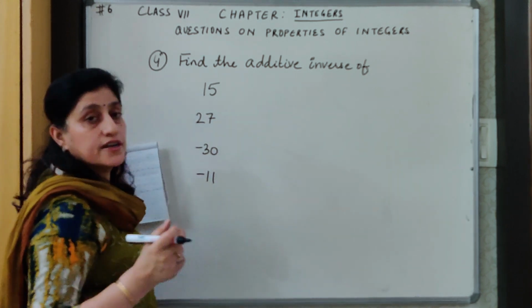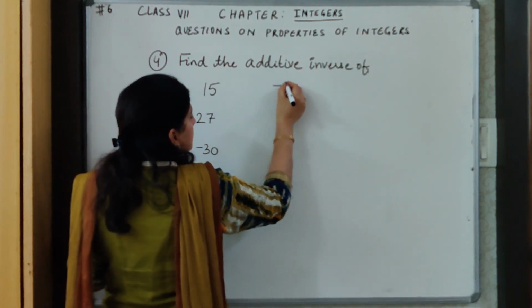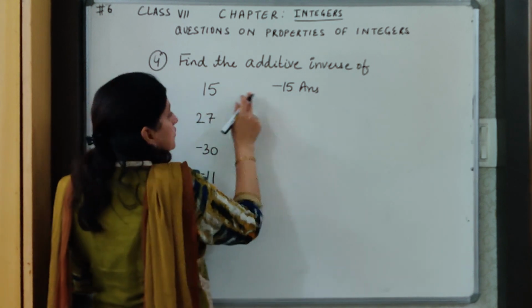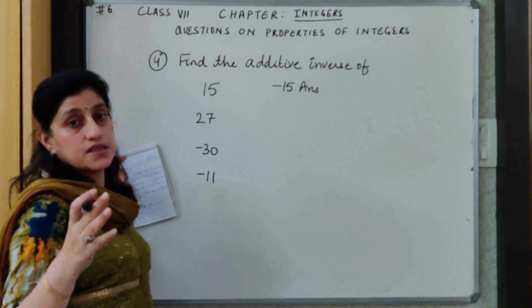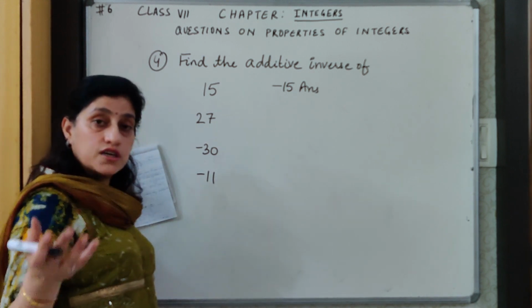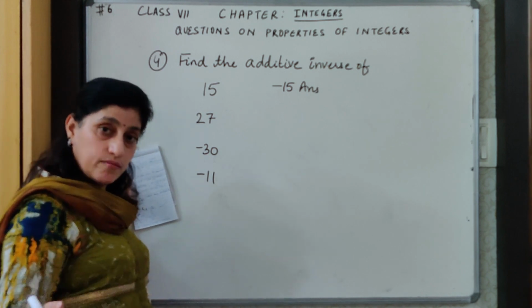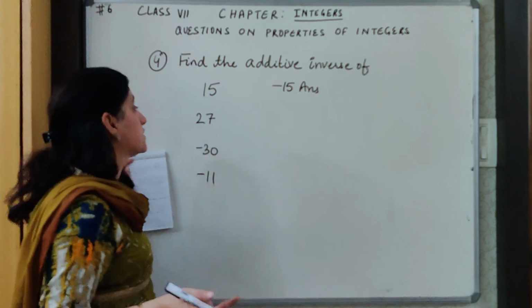So what should be added to 15 to give me 0? The additive inverse will be minus 15. If I add my 15 and minus 15, the result will be 0. So additive inverse is the opposite of the given number. If a number is plus, the additive inverse is the minus with same number. If the number is minus, the additive inverse is plus with the same digit.